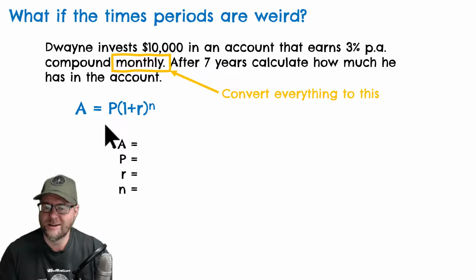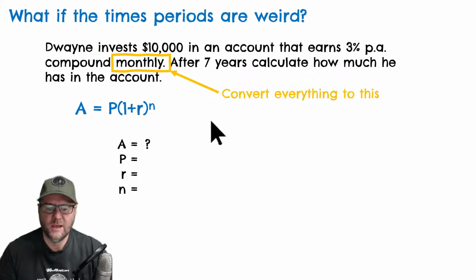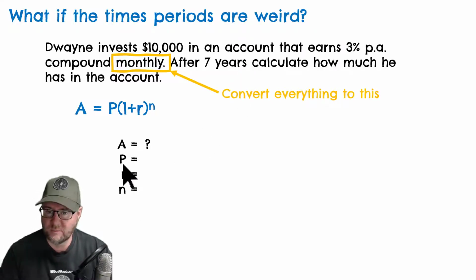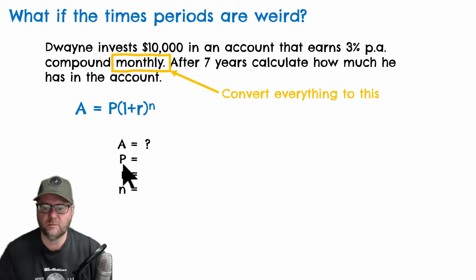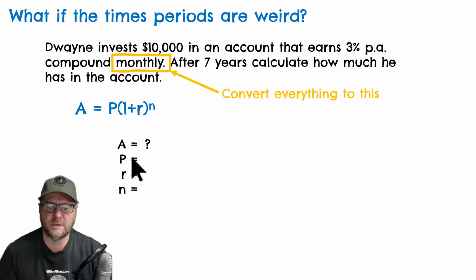So here's our compound interest formula. And we're going to go through and see if we can work out values for each of these. Well, the A, we don't know. The amount that it grows to, that's what we've got to find out. That's what the question asks us to do. The P stands for the principal. Hopefully you remember. And if you've forgotten, I'll put a link in the description to a previous video that talks a bit about these things.